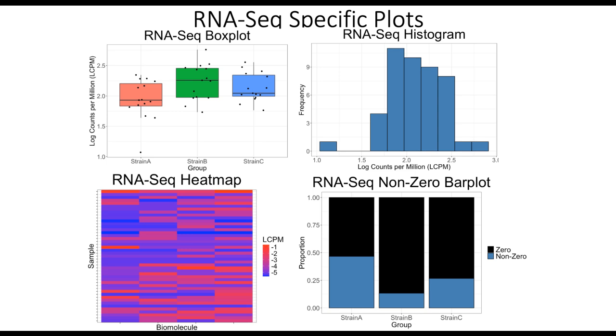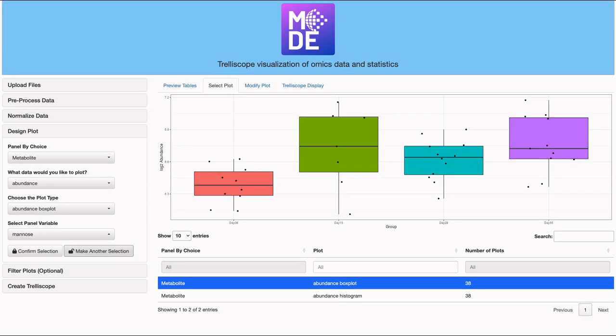Instead of abundances, log counts per million are calculated in RNA-Seq box plots, RNA-Seq histograms, and RNA-Seq heat maps. Instead of missingness, non-zero count bar plots are made. Now that we know the plotting options available in mode, let's learn how to make them.